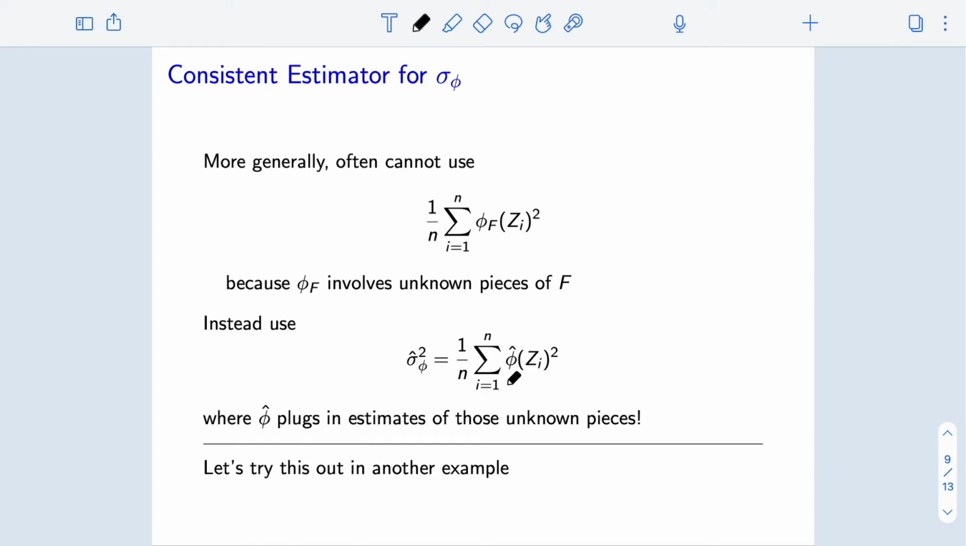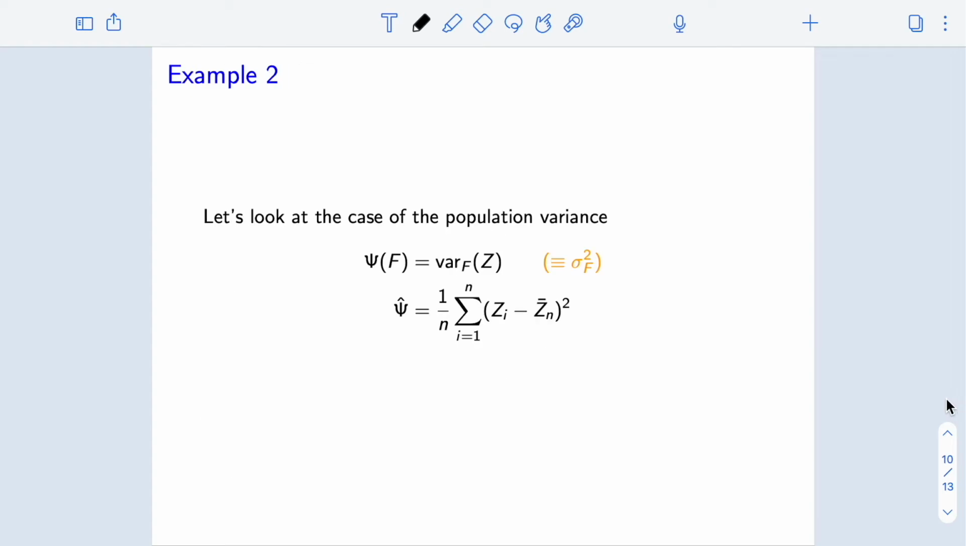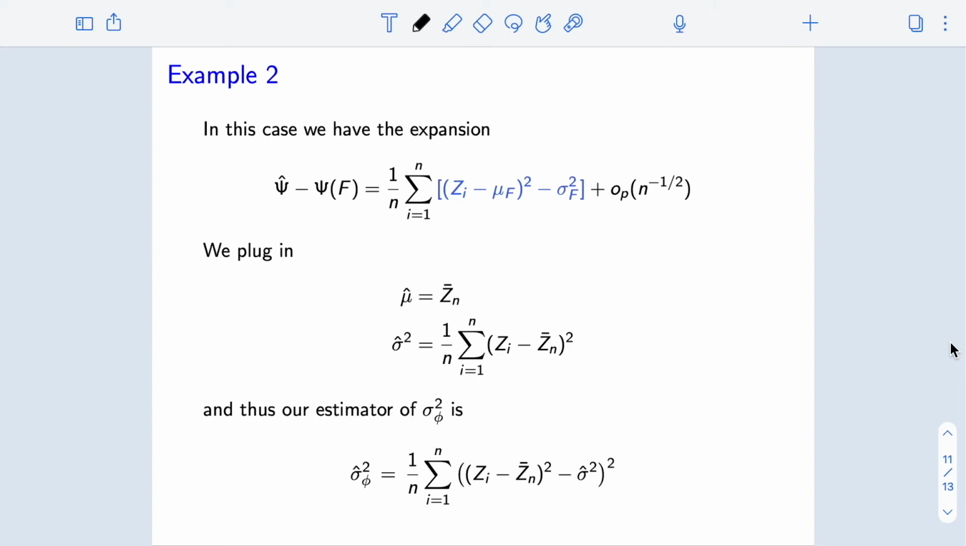So let's look at this in another example. Let's imagine now we're trying to estimate the population variance, and we estimate it with the sample variance. Again, recall that if we look at psi hat, our estimator, minus psi, the parameter we're trying to estimate, this has an asymptotically linear expansion, right? So we can write this difference as an empirical average of our influence function applied to each of our observations, plus this asymptotically negligible term. And so the question is, how can we get at the variance of this?